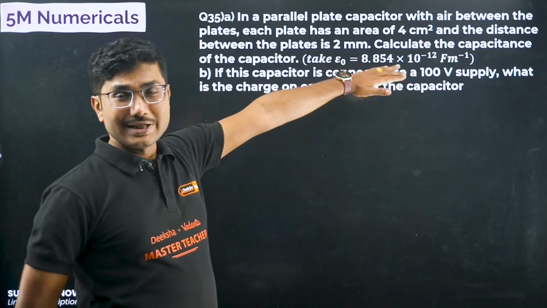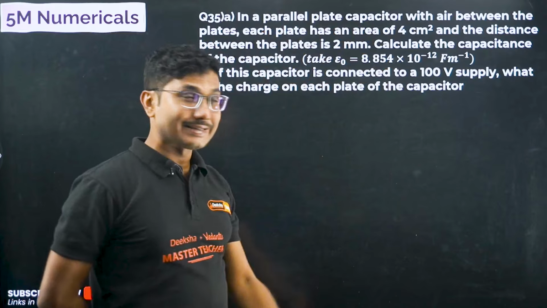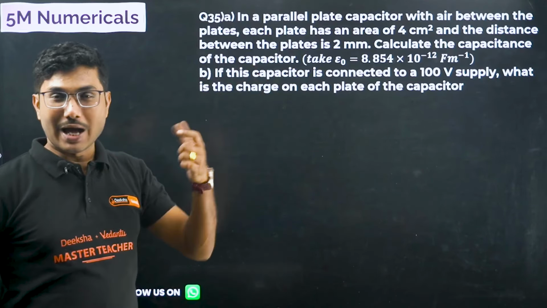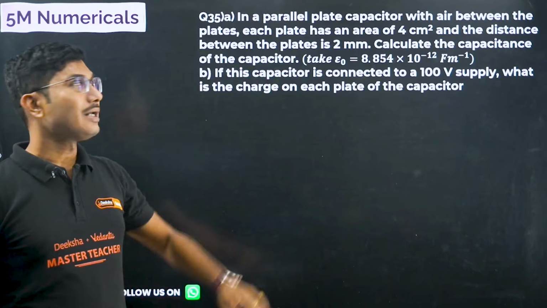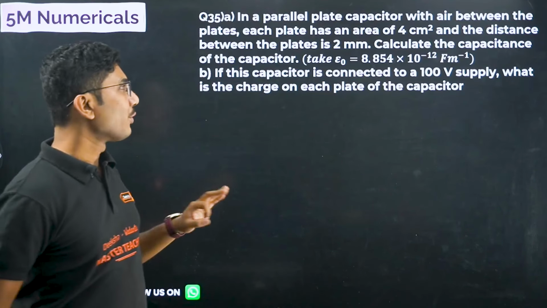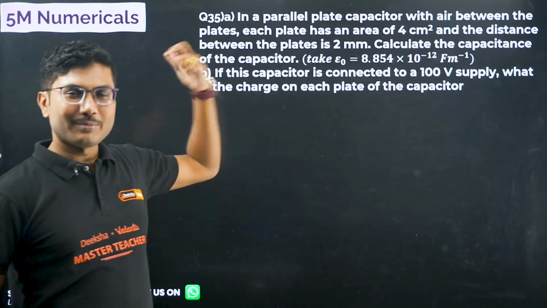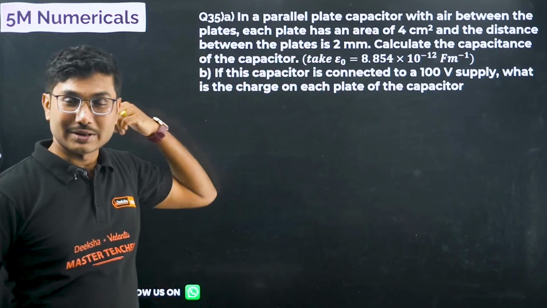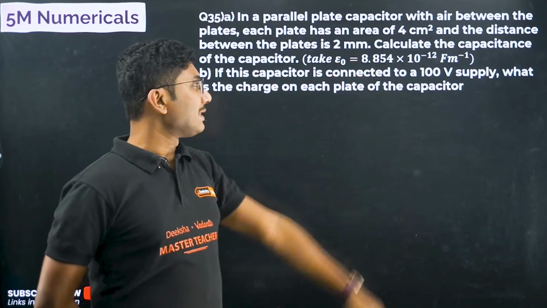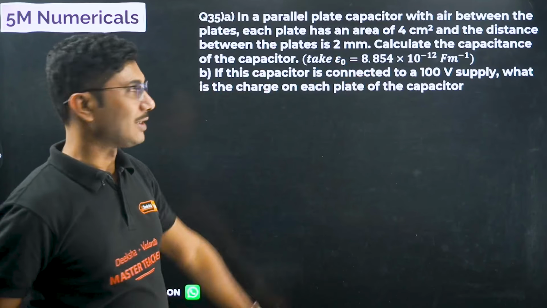Now you will use this. I personally will use 9. When you are writing this in an exam, the value of epsilon naught will be given to you. You have to use that, and you have a small simple calculator, so you can calculate it. I do not have a calculator, so I will use 9. That is my benefit, but when you are solving in the exam, because you have access to a simple calculator, use the exact value. If this capacitor is connected to a 100 volt supply, what is the charge on each plate of the capacitor?